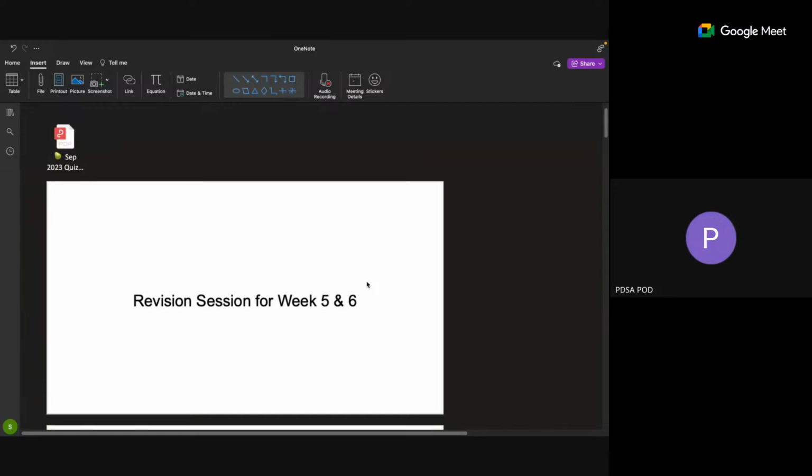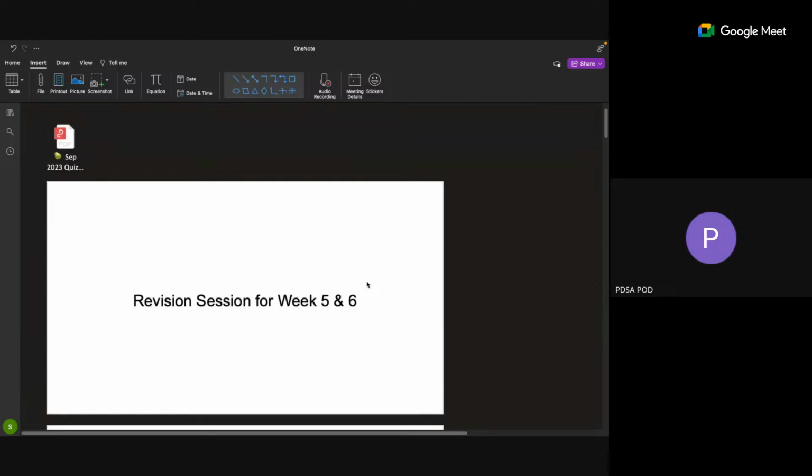Week 5 and 6 is one revision session, and week 7 and 8 is another revision session, because weeks 5, 6, 7 and 8 contain the complex concepts. So the number of questions we need to discuss is also more. That's the reason today is week 5 and 6, and coming Friday is 7 and 8.